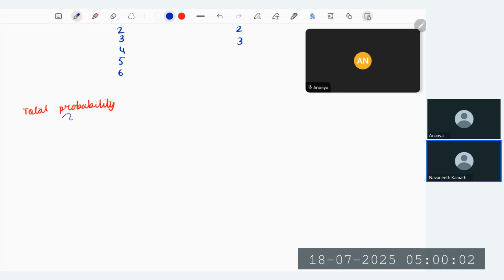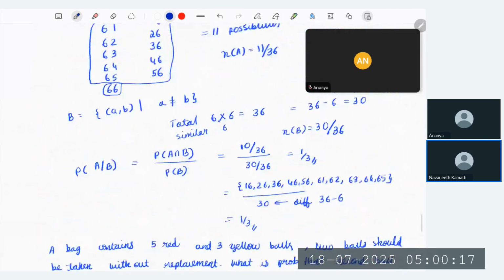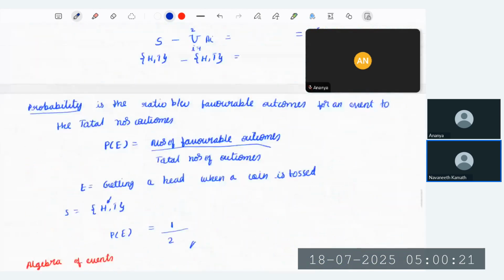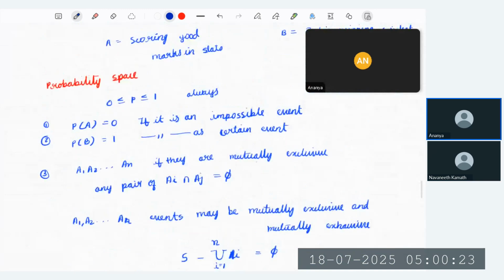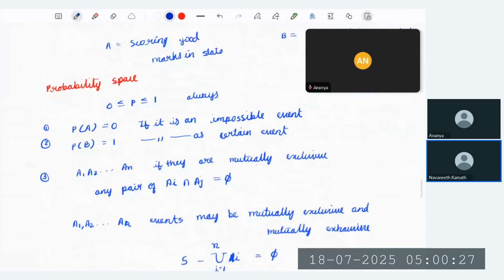Why we use total probability is when there is a sample space, right? When the sample space is partitioned into several mutually exclusive and exhaustive events, then we use total probability. I told you in the last class, if you remember, I talked about mutually exclusive and exhaustive events, right? What is a mutually exclusive event? If there are no common terms between the events, if there is no common thing, they are called mutually exclusive events.